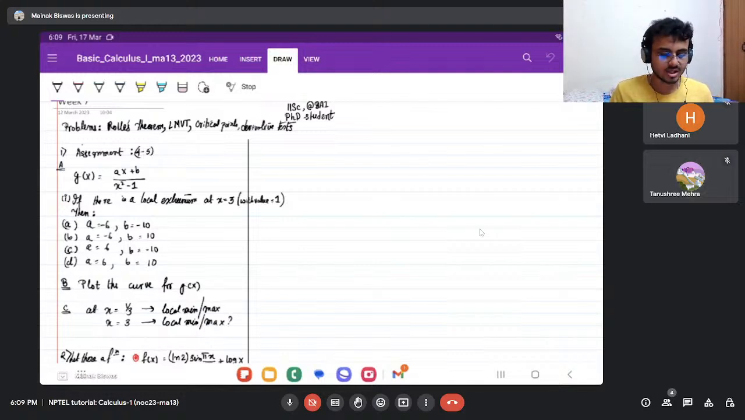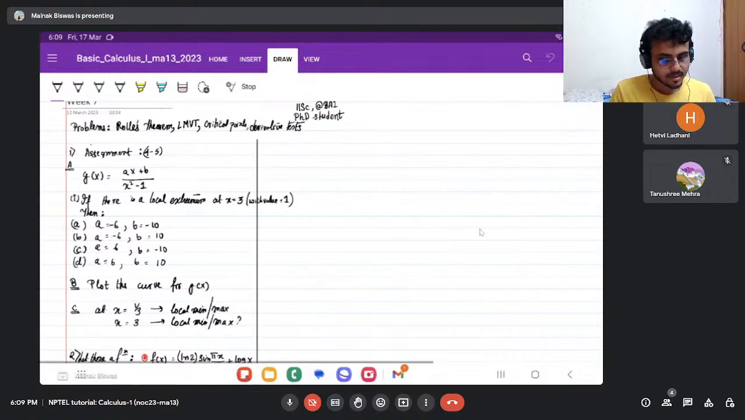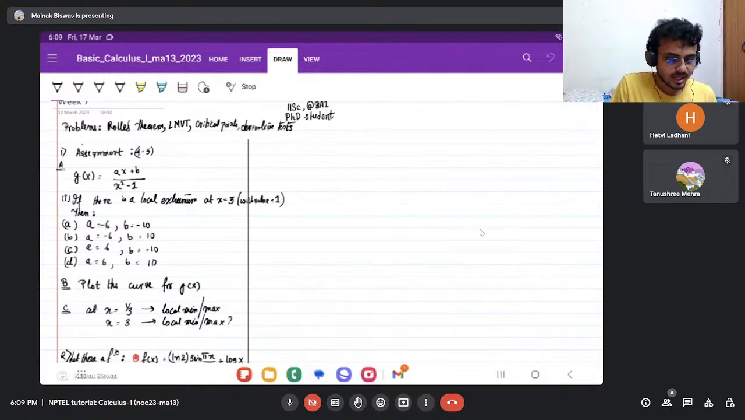So the first question, this is one of your assignment questions. I thought it's simple, so let's start with this. So what is it saying? Say you have a function g, right? g of x equals (ax plus b) by (x square minus 1). Since today we'll be applying all the concepts that we learned, if you have a doubt at any moment, you stop me, and keep following all the steps. So g of x we have defined. Solutions.